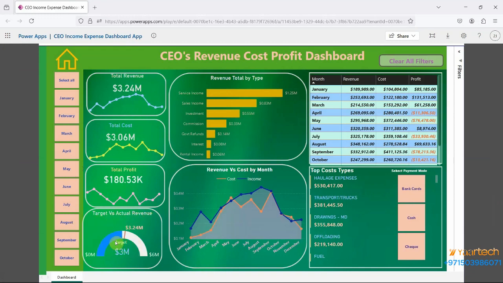The fourth chart on the left is the gauge chart that shows how much actual revenue was achieved against the target value of $3 million. The total revenue split by different income sources is shown in the bar chart, with the first bar indicating the top source of revenue.